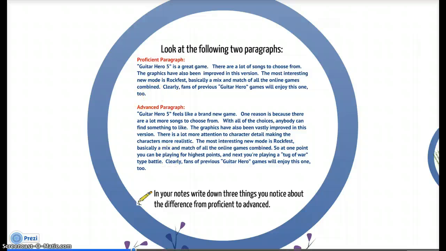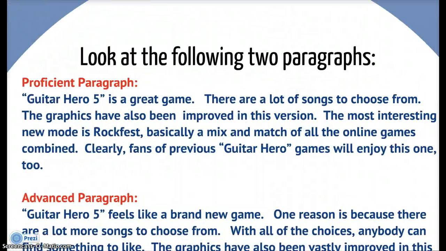The proficient paragraph is going to be something that's going to give you a C grade. Advanced paragraph would be something that would give you a B grade, and then later on we'll even look at the mastery, which is going to give you that A grade, which is what you really want. But let's take a quick look at these two paragraphs. First of all, the proficient paragraph.